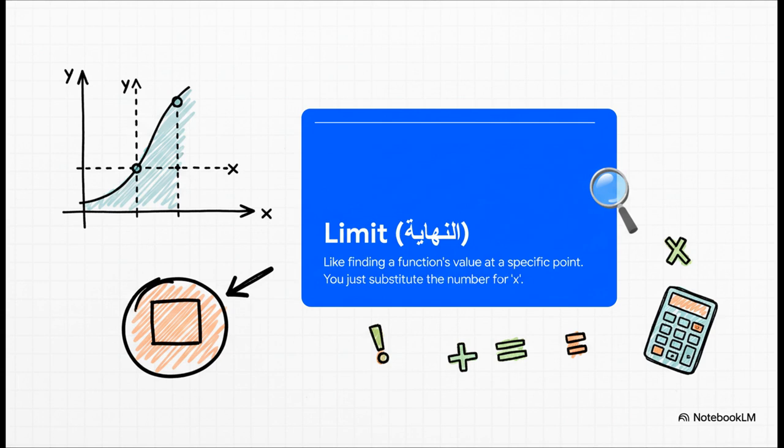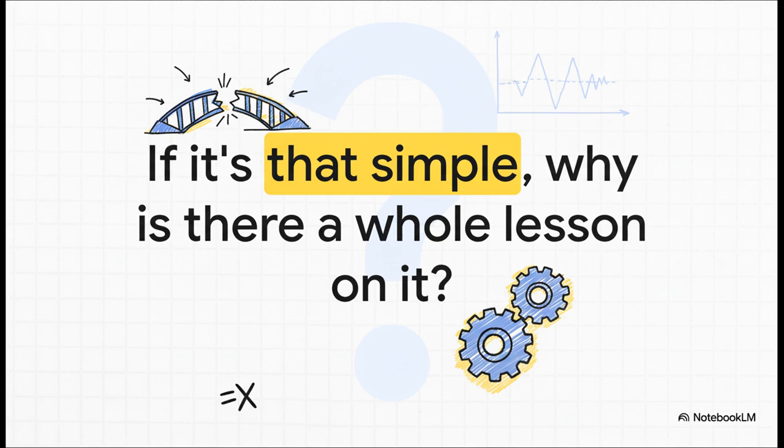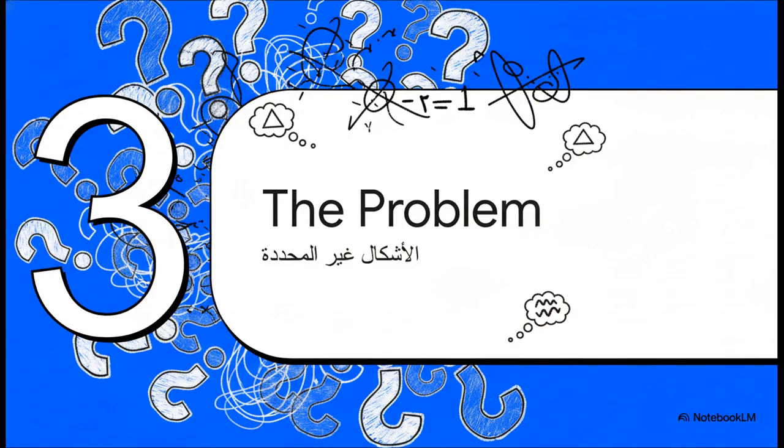That's it. Easy, right? So if it's that easy, why on earth is there a whole lesson on it? I mean, that's just basic algebra, isn't it? But this is where it gets interesting. Because sometimes when you try that simple substitution, you run into a huge problem. And that problem brings us face to face with the main villain of this story, something called indeterminate forms. These are the tricky situations that the entire study of limits was invented to solve.